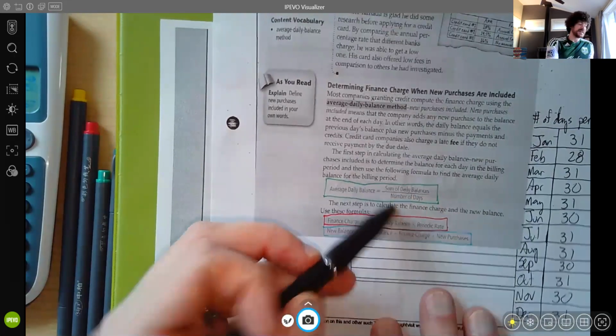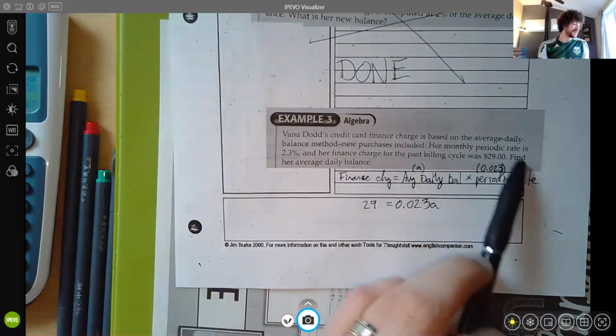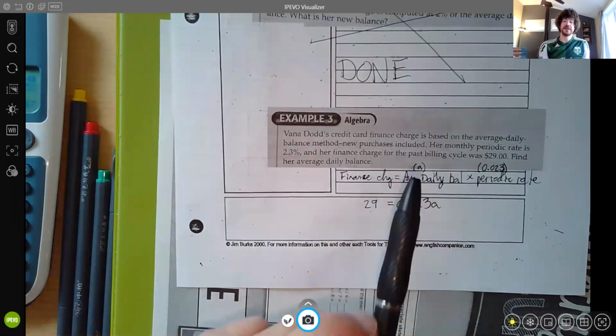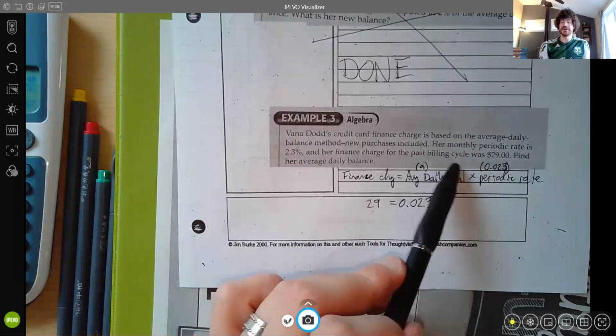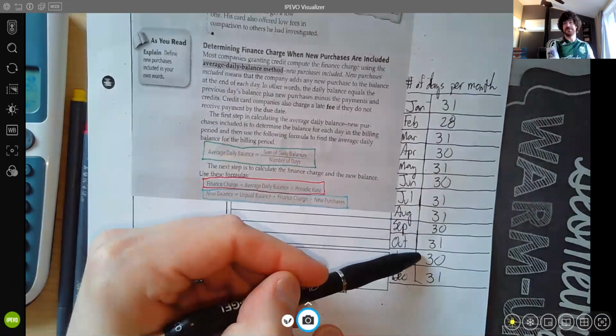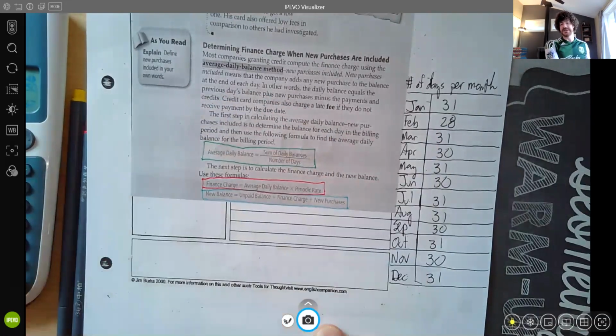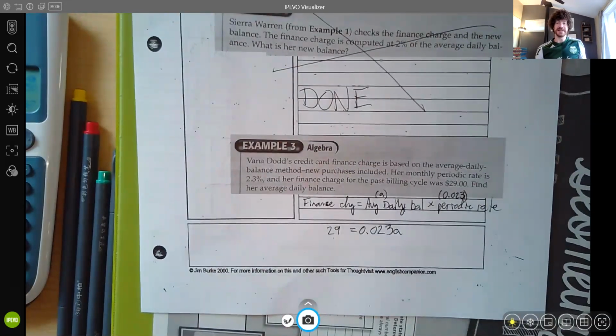Another reason why we're using this formula here instead of this one here is because we don't know the sum of the daily balances, obviously, and there's no way for us to figure out the number of days. There's absolutely zero way for us to figure out the number of days on this because it says her monthly periodic rate, her finance charge for the last billing cycle. It gives us no indication of when in the year that billing cycle is. So we can't even use this table to figure out how many days it's been because it doesn't give us any information on what month we're dealing with or how many days in between it is at all. So that's why we kind of had to choose the finance charge formula here.